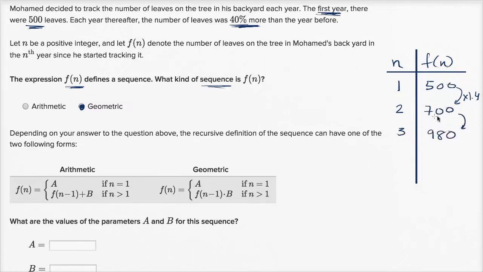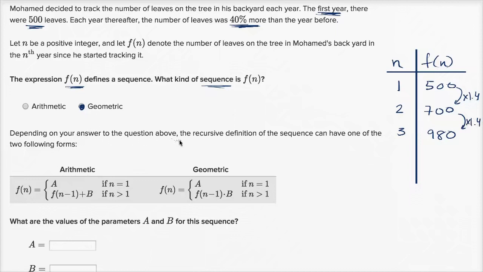So notice, it's definitely not an arithmetic sequence. In an arithmetic sequence, we would be adding or subtracting the same amount every time, but we're not. Here, from 500 to 700, we grew by 200, and then from 700 to 980, we grew by 280. Instead, we're multiplying or dividing by the same amount each time. In this case, we're multiplying by 1.4 each time. So we are clearly geometric.